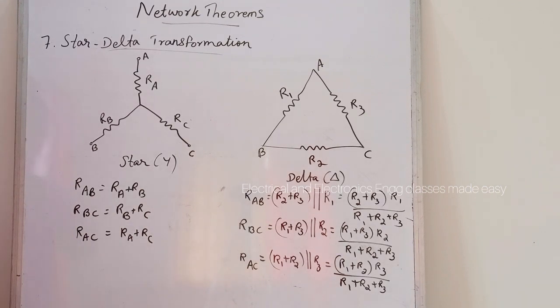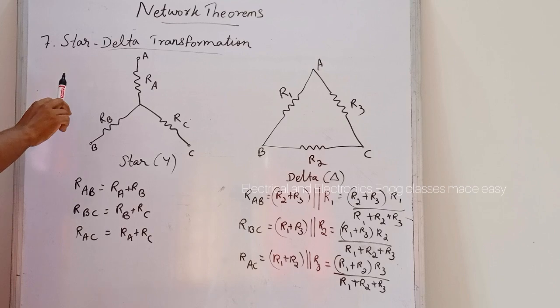Today's class is about star delta transformation. So this is the continuation of network theorems. So next is star delta transformation, and this star delta transformation is useful in solving complex networks.